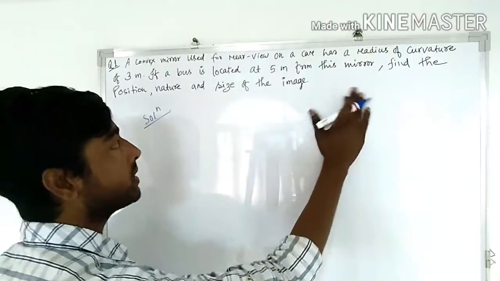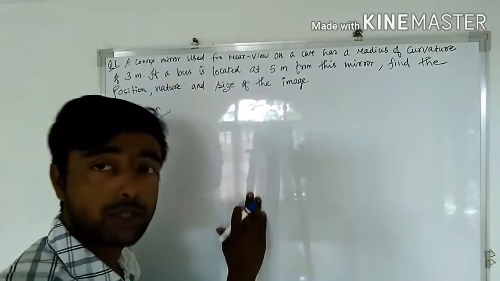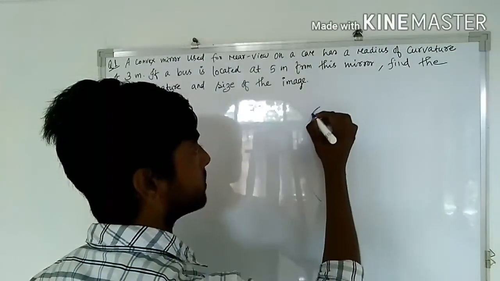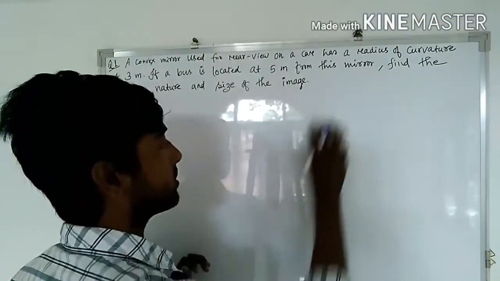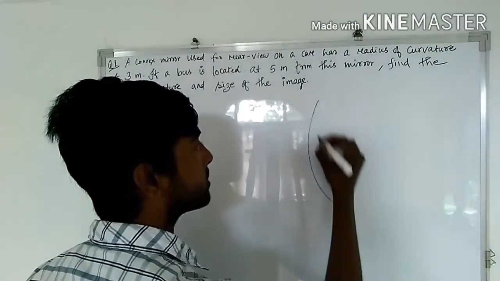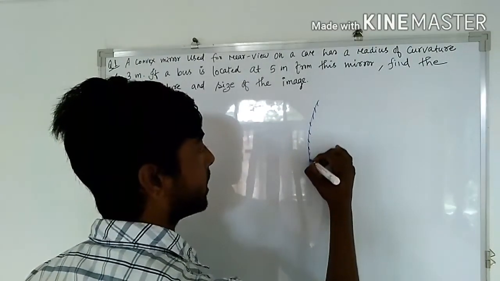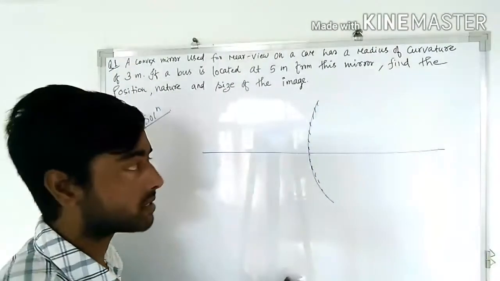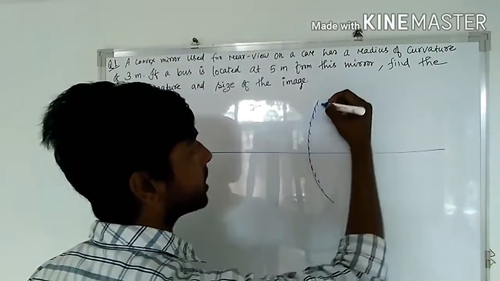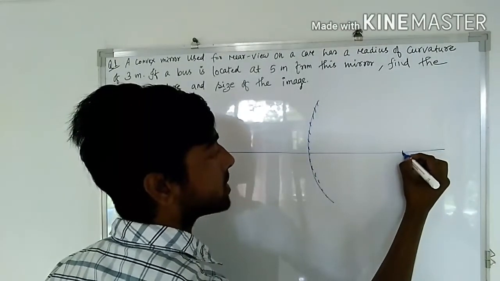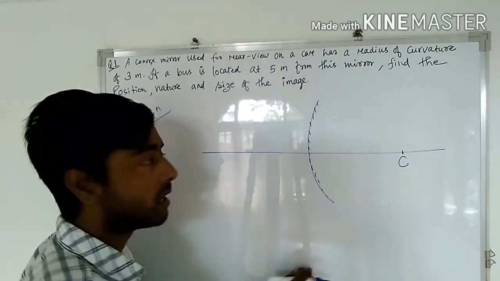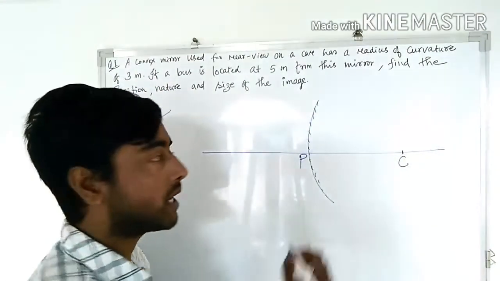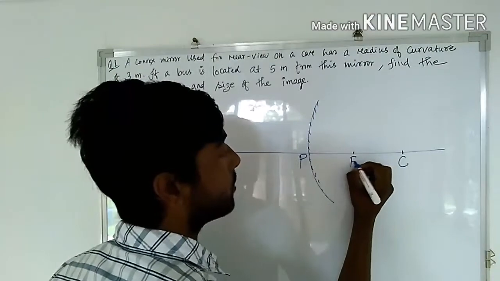It is given in this question that the mirror is a convex mirror. Let's draw this convex mirror here. This is a convex mirror, and this is our principal axis. I already explained what is principal axis. Now this mirror has center of curvature somewhere here. This is center of curvature, and this is our pole, and in between P and C we have focus. Clear?